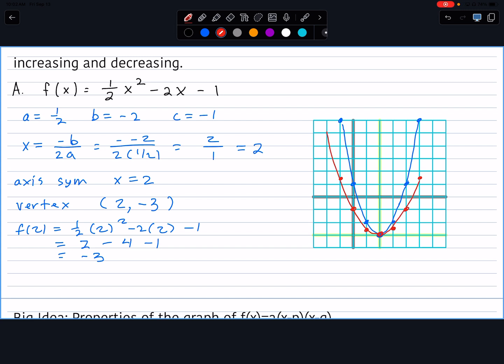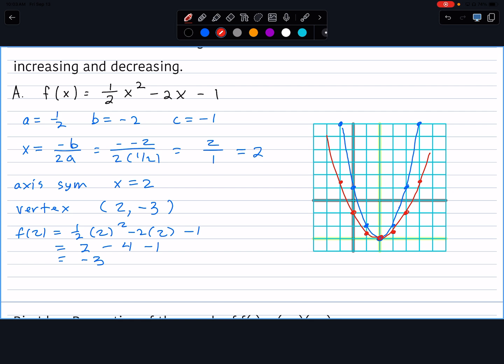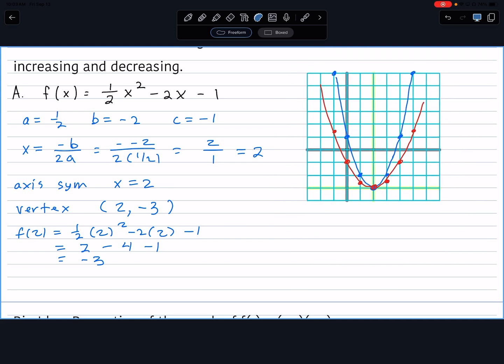Okay. In regards to the graph, do you have any questions? No? Okay, let's talk about the new part here. It asks us to give the intervals of increasing and decreasing. So notice, let me move this graph up. So I'm going to say this is decreasing. Notice what's going on: it's decreasing from the left all the way until it gets to the vertex.